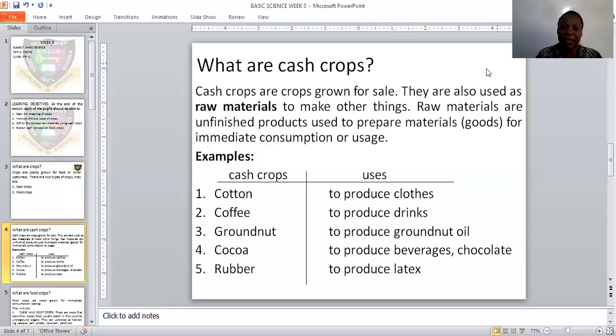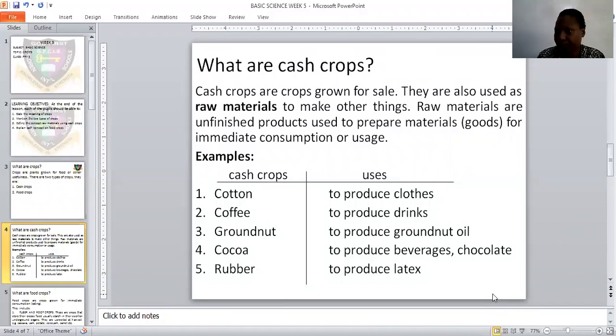Another one is coffee, to produce drink. Another example is groundnuts.